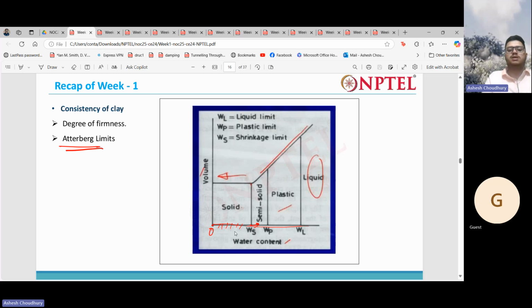Below the shrinkage limit, there is no more change in volume. From the shrinkage limit to the point where there is no water in the soil, that is dry soil, the volume remains constant. Whatever volume the soil has at the shrinkage limit, the same volume the soil will have when it is dry. This is a very interesting property.